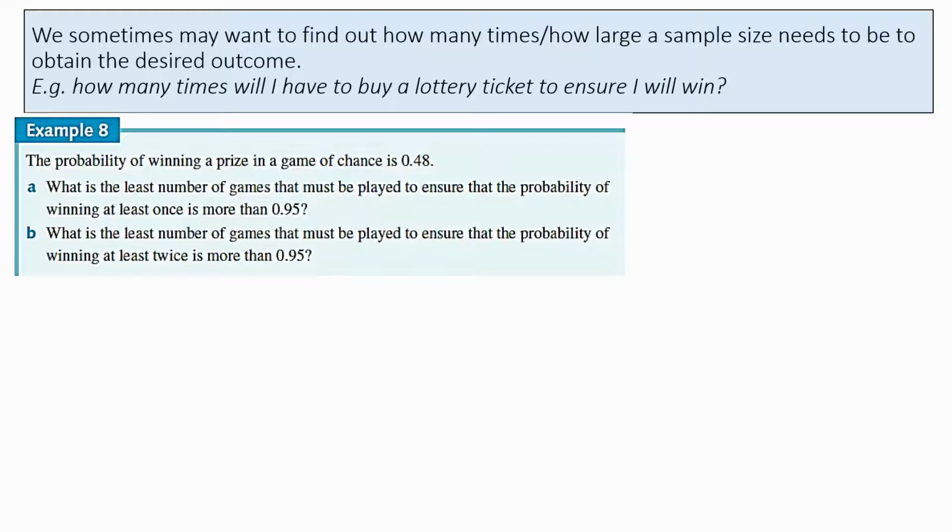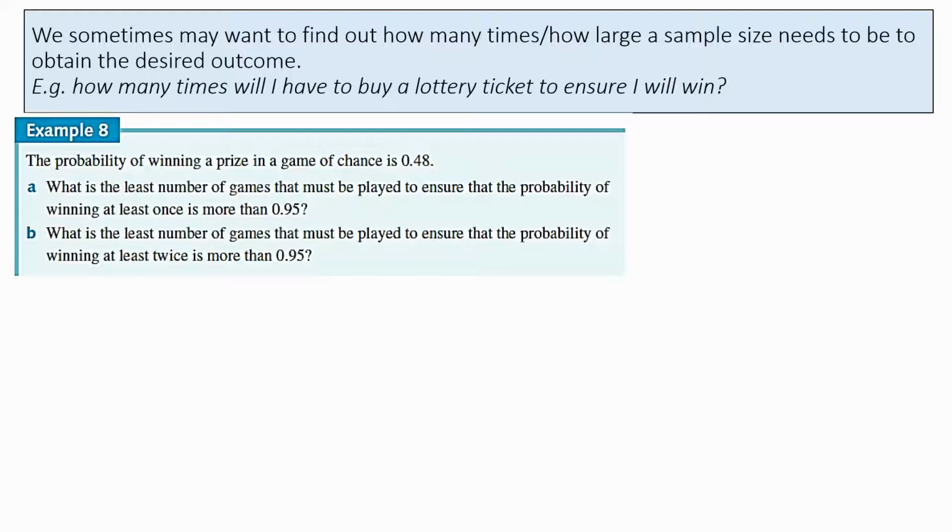The probability of winning a prize in a game of chance is 0.48. So all we know is the chance of winning is 48%. This is the probability of what you want: 0.48. The question is, and I want you to really read the questions, because a lot of students get bogged down by the question. And it's not really hard if you really think about it.